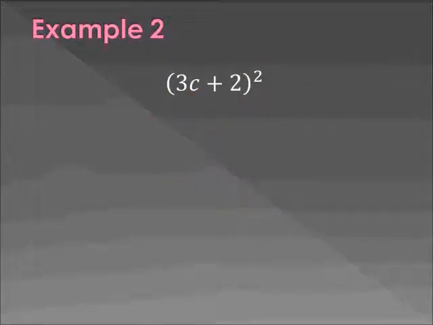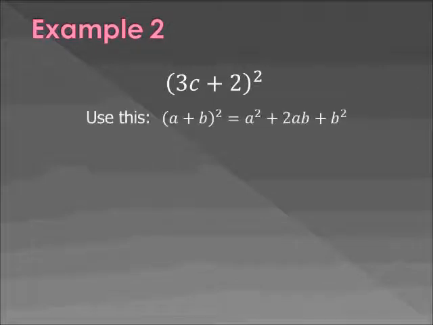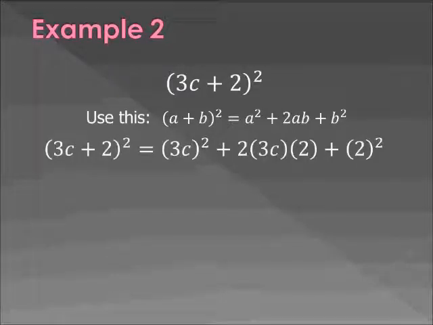Let's go to example 2. We have (3c + 2) squared. So you're going to want to use this special product: (a + b) squared equals a squared plus 2ab plus b squared. You can substitute 3c for a and 2 in place of b. So you get (3c) squared plus 2 times 3c times 2 plus 2 squared. If you expand all those terms, you get 9c squared plus 12c plus 4.